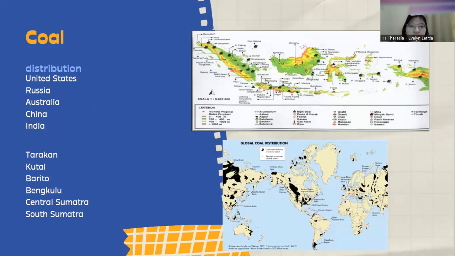The distribution in the world is in the United States, Russia, Australia, China, and India, while in Indonesia, there's Tarakan, Kutai, Barito, Bengkulu, Central Sumatra, and South Sumatra.